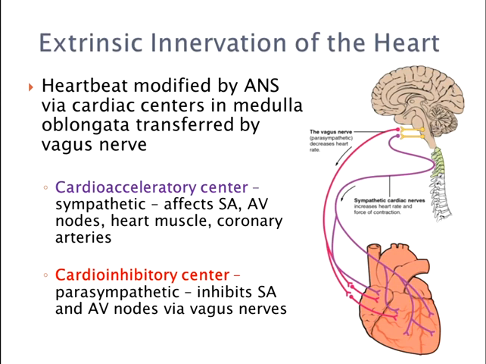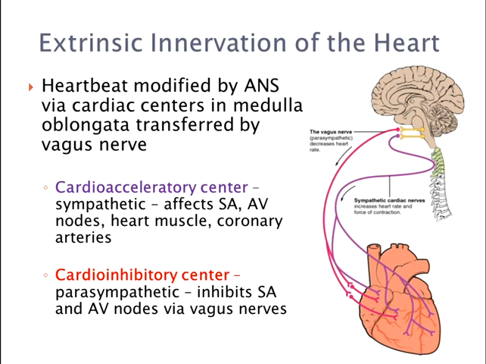Okay, and then you have two branches. You have the parasympathetic, which is the cardioinhibitory center. Remember, the parasympathetic is actually going to slow it down. The sympathetic is going to speed it up, so that would be your cardioexcitatory center. But both have innervation, or start their innervation, at the level of the medulla oblongata.